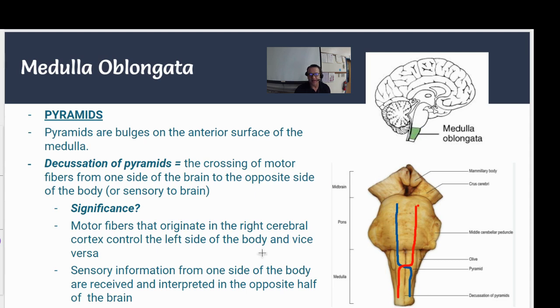It's not on here, so I do not think you need to know it, but you should know that sensory fibers also cross over. So things that I feel on the right side of my body, that information is going to go to the left side of my primary somatosensory cortex.